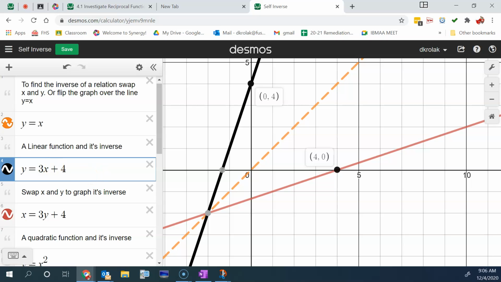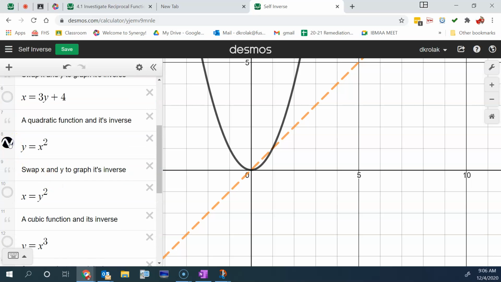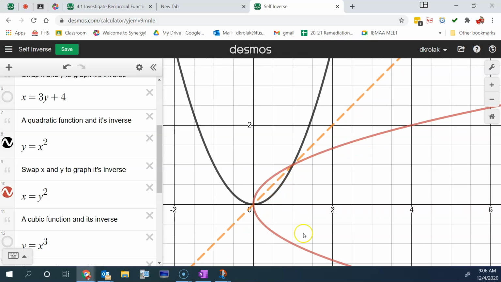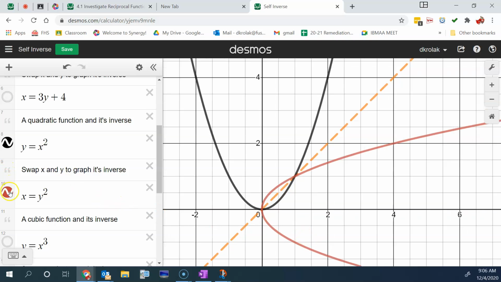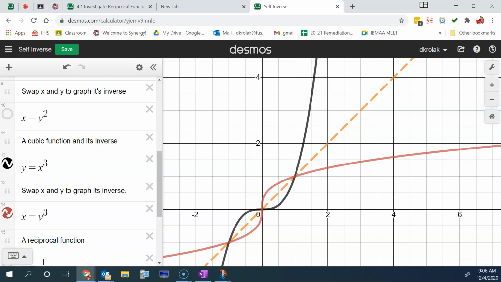They're different. Okay, so let's unclick those. Now let's look at a quadratic and its inverse. So here's a quadratic. Now look what I did. I just switched x and y. Now let's graph its inverse. That's what the inverse of a quadratic looks like. Now I'm going to do a cubic function. So here's what a normal cubic function looks like. And when I switch x and y, it looks like that.